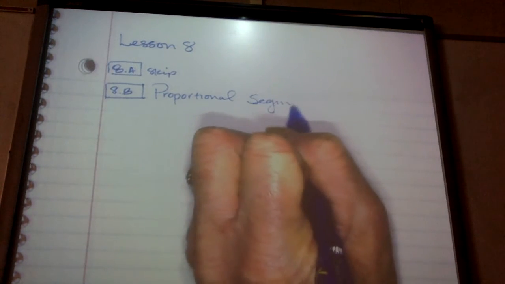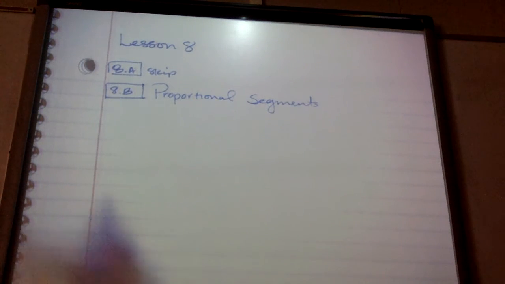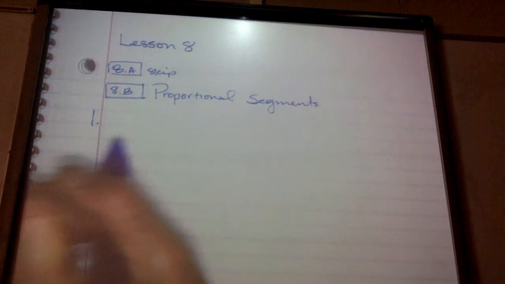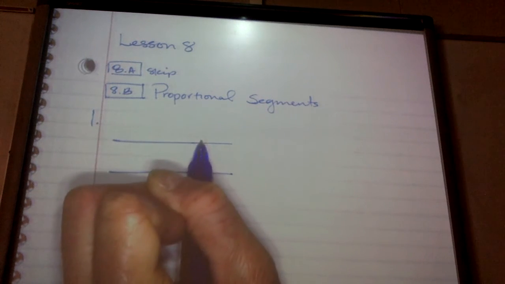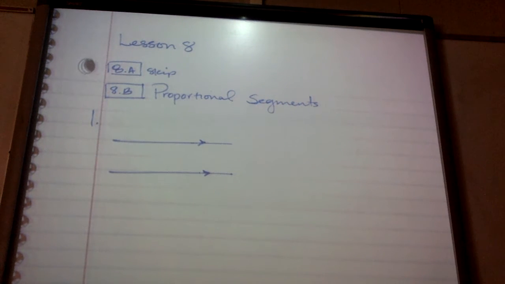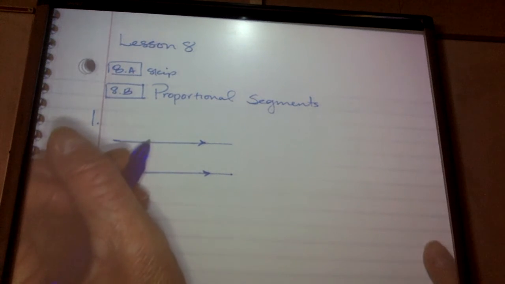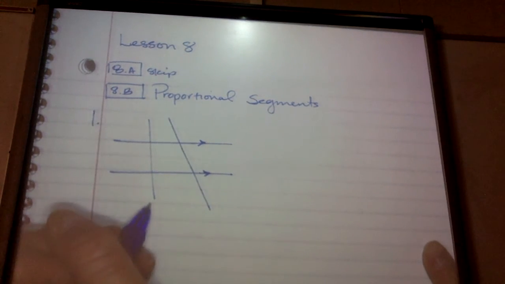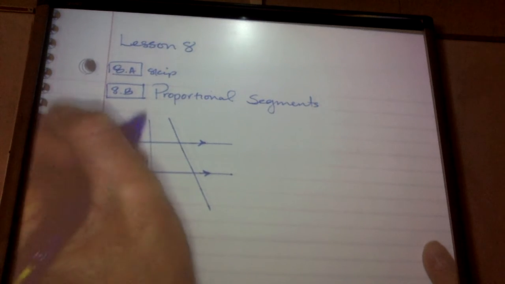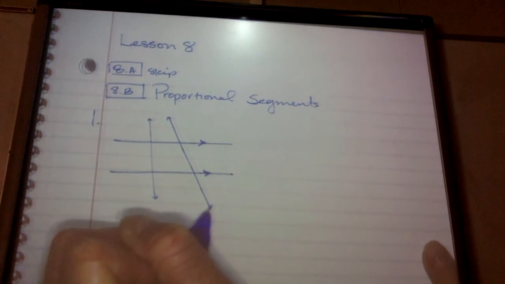In 8.B, they talk about, and the part we're really going to cover is proportional segments. So for example, I'm just going to jump right in. If I have two parallel lines, and remember I know they're parallel by these little tick marks on them, and then I'm going to have two different transversals. So these that cut through my parallel lines are transversals.